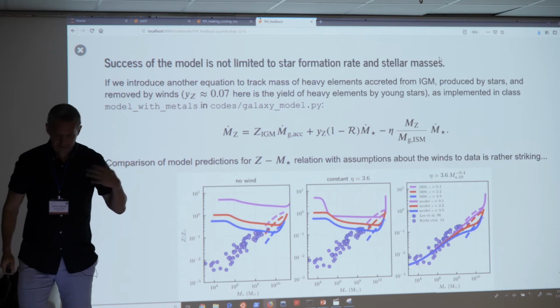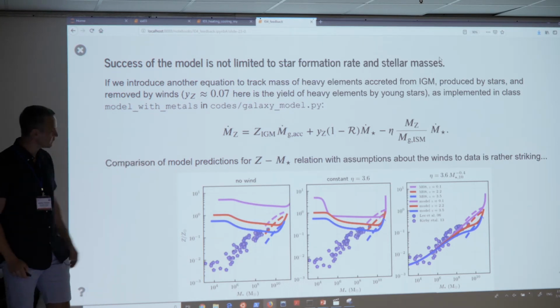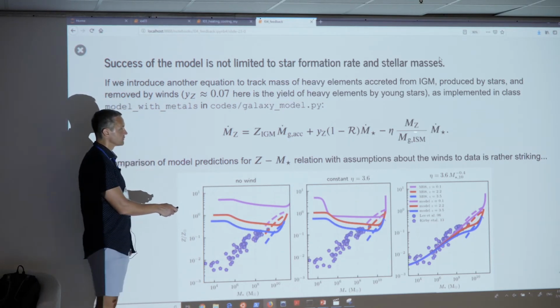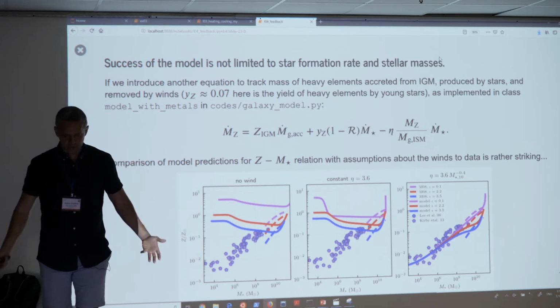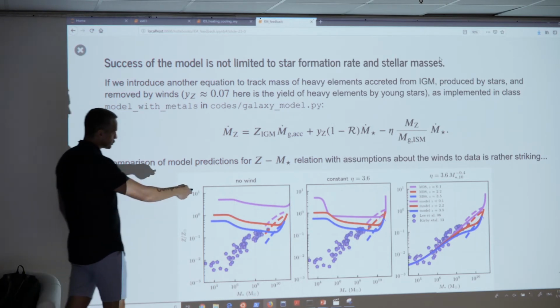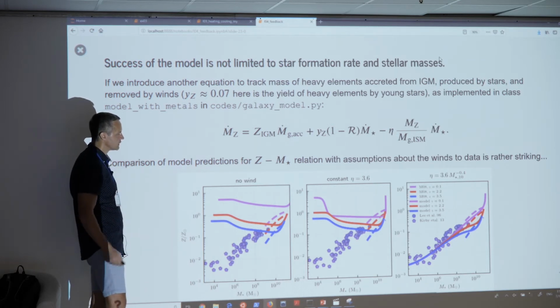Assuming that the gas that's removed is enriched to the mean metallicity of the galaxy, which is actually a pretty strong assumption, but a reasonable one. So it means that heavy elements at the time when the winds are removing the gas are well mixed with the interstellar medium. And you can actually model other processes, when outflows are enriched relative to this, by introducing another factor, but I'm not doing it here.